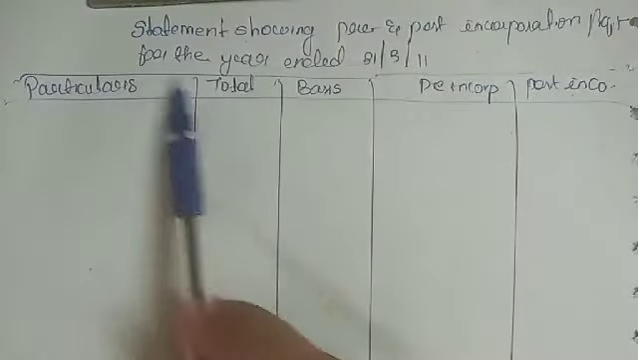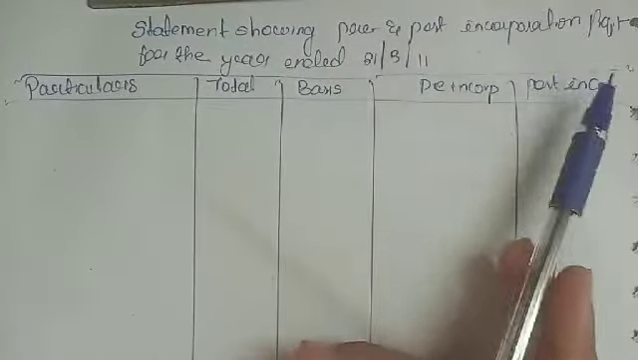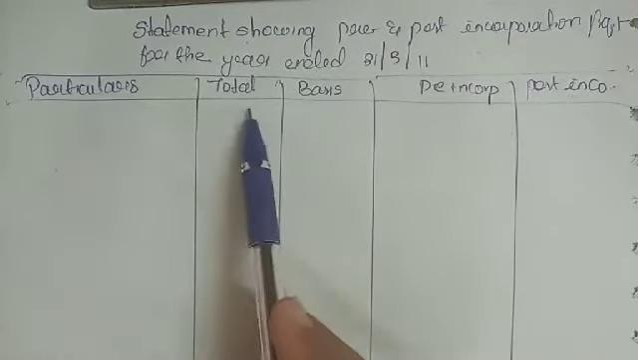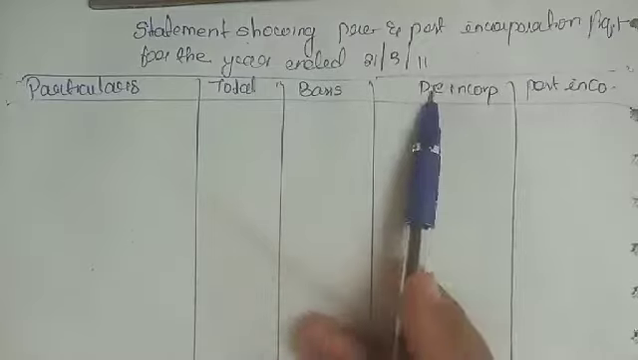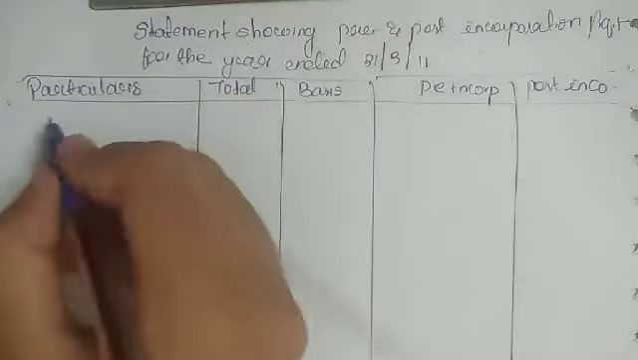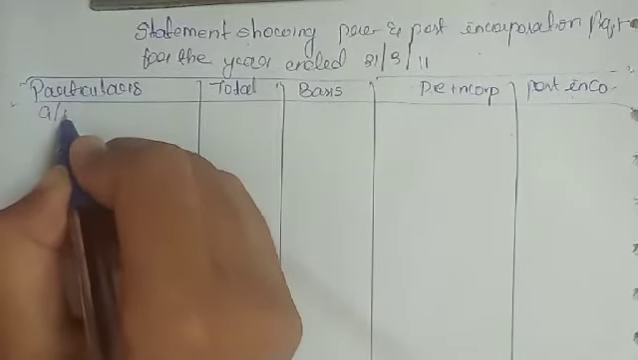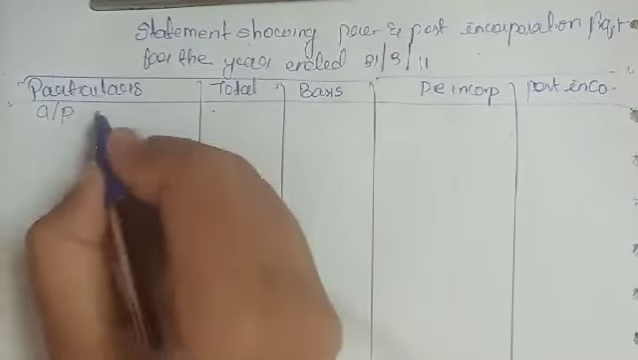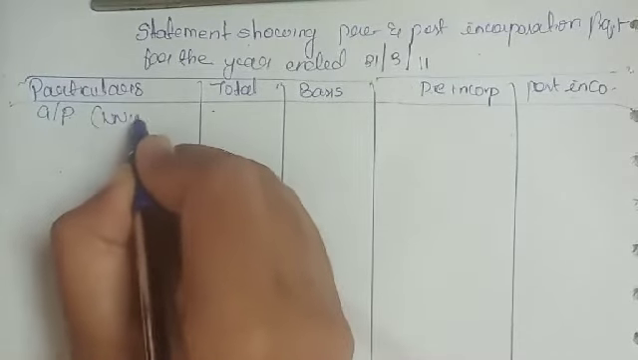Now you got all the figures. So draw the format like this: statement showing pre and post incorporation profit for the year ended 31st March 2011. Particulars: total basis, pre-incorporation, post-incorporation. Now we should always start with gross profit. Gross profit we show as working note number 3.